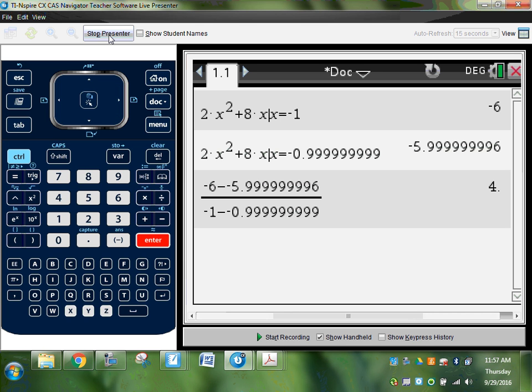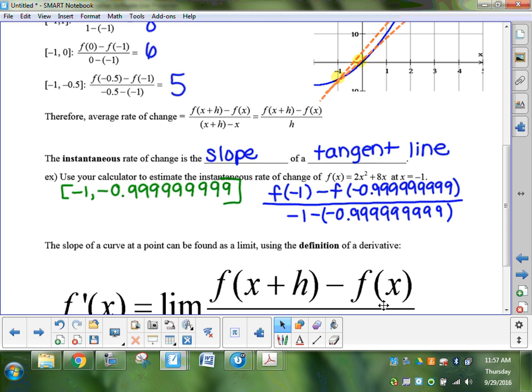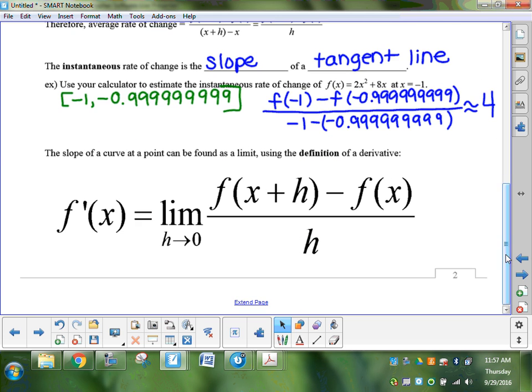Now, is this really 4? Go up and check. Select that and hit enter. It comes out to be 4. Now, is this exactly 4? No. We are so close to it, though, that the calculator isn't able to distinguish a difference. So we would say that our slope is approximately, was it 4 or -4? 4, okay.